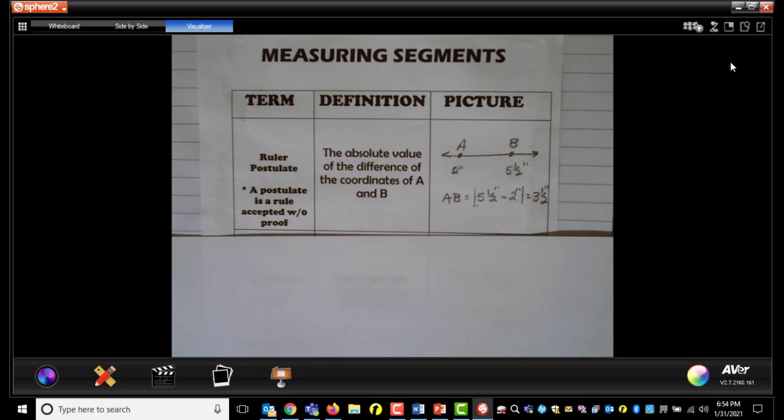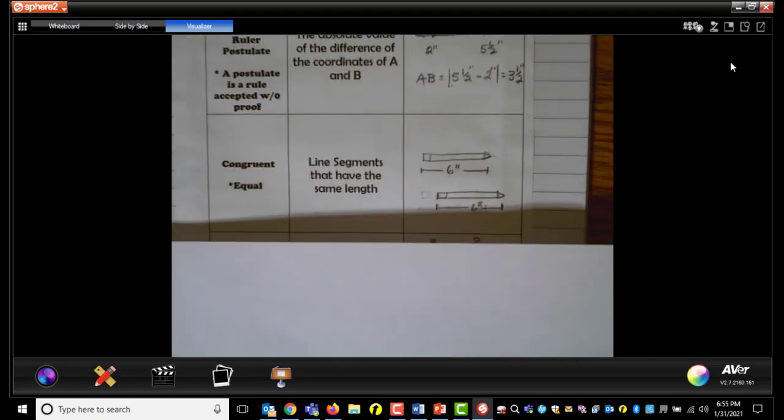So basically, if I happen to take 2 minus 5.5, the absolute value of negative 3.5 is also positive 3.5. Distance in math is always positive. That's what I want you to take away from that. Even if you type in the smaller number, subtract the larger number, and you get a negative on your calculator, just change it to positive. Distance is positive.